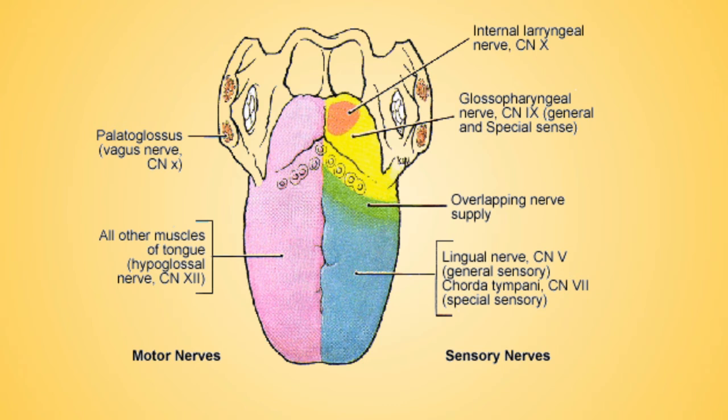The next is the sensory nerve supply. The lingual nerve is the nerve of general sensation, and the chorda tympani is the nerve of taste for the anterior two-thirds of the tongue except the vallate papilla. The glossopharyngeal nerve is the nerve for both general sensation and taste for the posterior one-third of the tongue, including the circumvallate papilla. This was a very important part. The posterior most part of the tongue is supplied by the vagus nerve through the internal laryngeal branch.